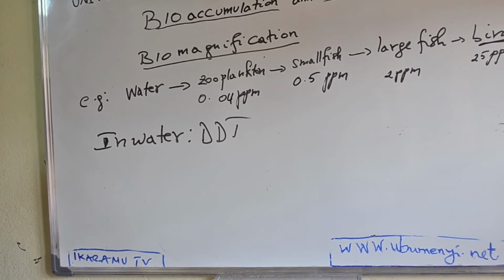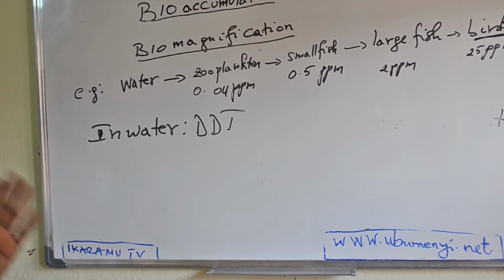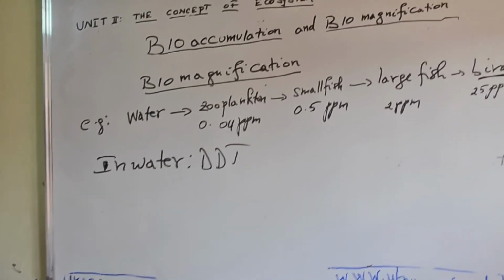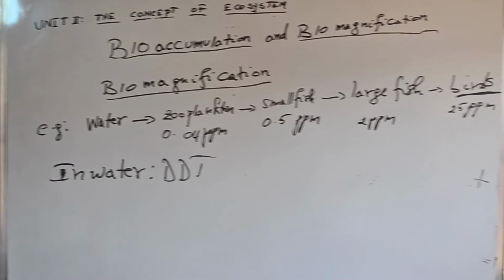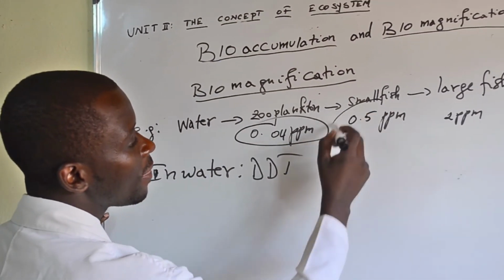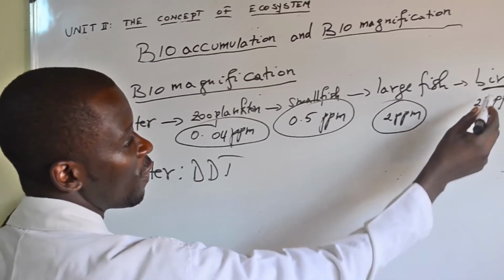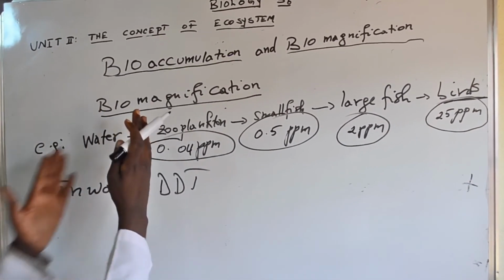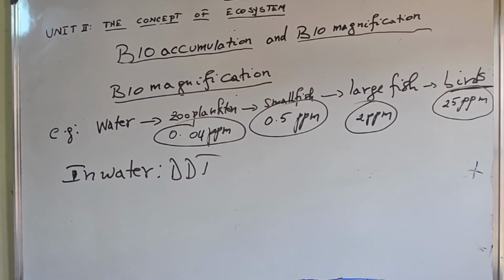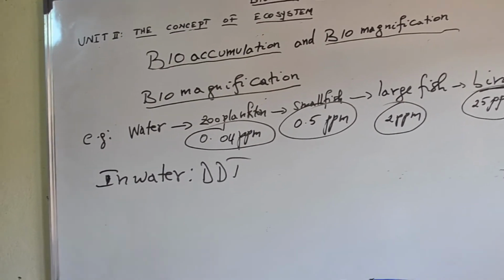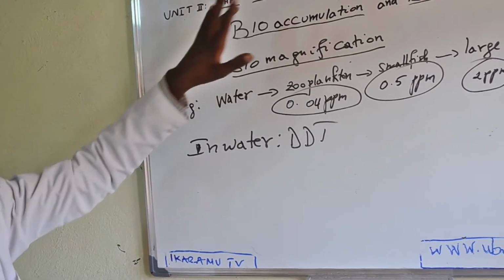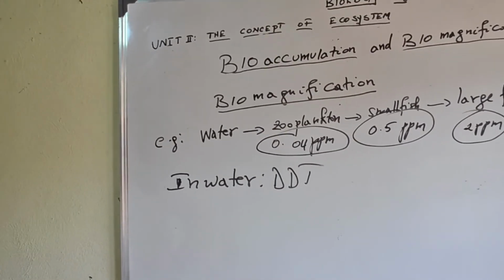Like we said, bioaccumulation is the concentration of toxins in the tissues of the organism, while biomagnification shows the amount of toxins at each trophic level of the food chain. So, dear students, this is it for today for the difference between bioaccumulation and biomagnification, but still under the concept of the ecosystem.